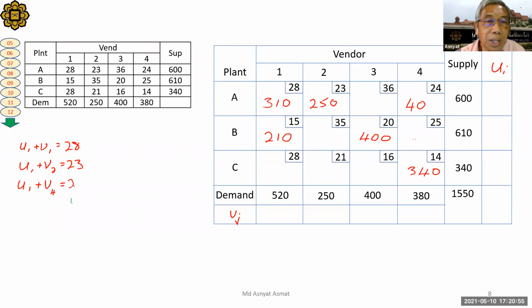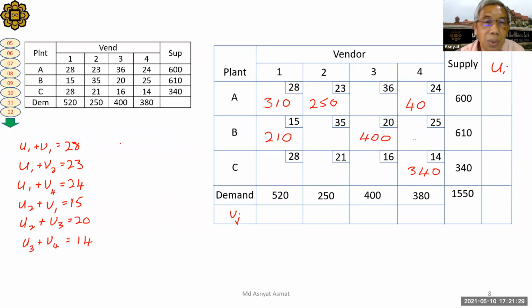Am I too fast? Are you following? Yes, I hear somebody say yes. Okay, good. Now U2 plus V1 equals 15. U2 plus V3 equals 20. U3 plus V4 equals 14.